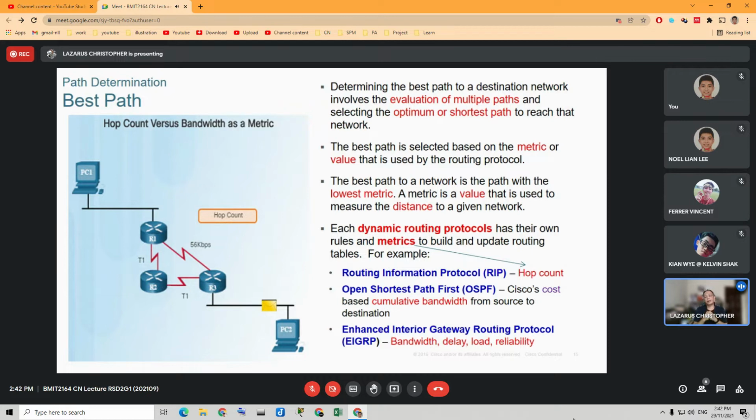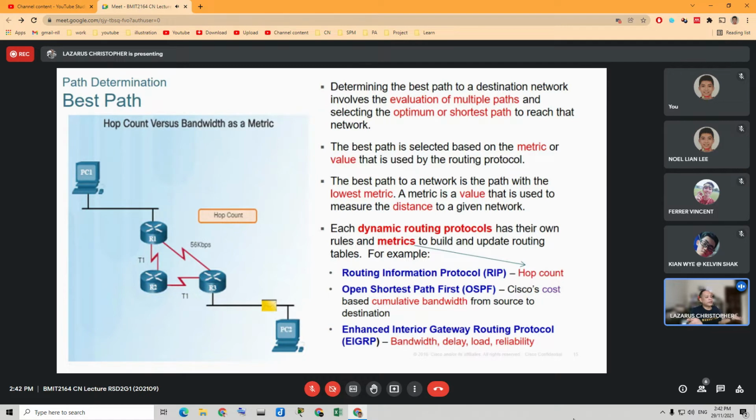Again, there are different ways to decide what is the best path, based on different attributes or whatever we want to define as the best path.